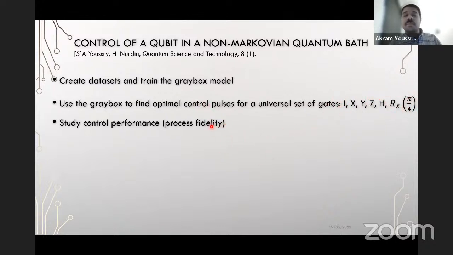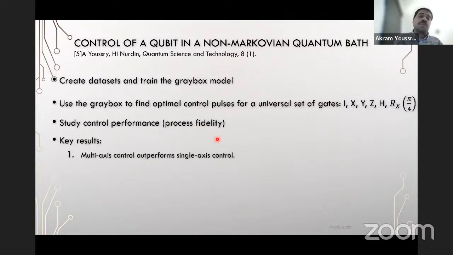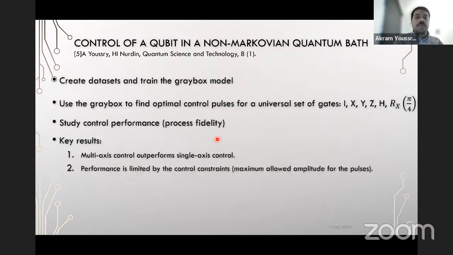And we're calculating the process fidelity. We want to see the fidelity of the control after we use the Graybox for the pulse optimization. And so we had some interesting results.